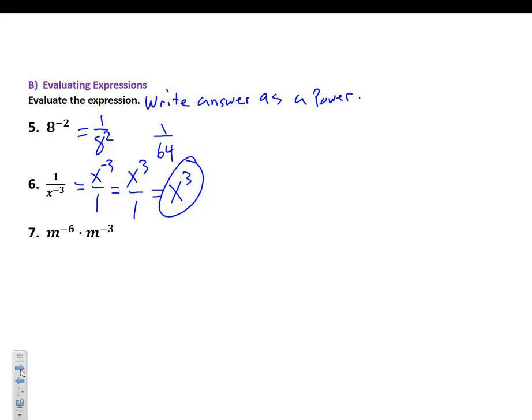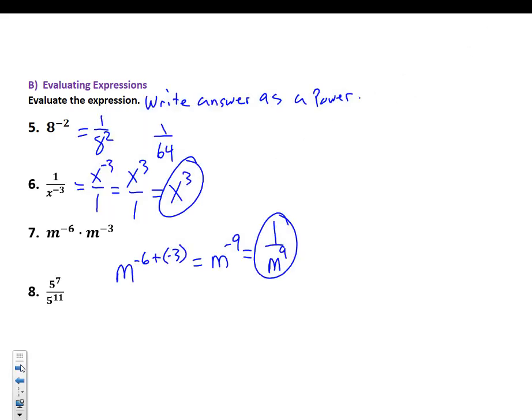m to the negative 6 times m to the negative 3rd. m to the negative 6 plus a negative 3 gives us m to the negative 9th. Taking the reciprocal and making that exponent positive, 1 over m to the 9th.